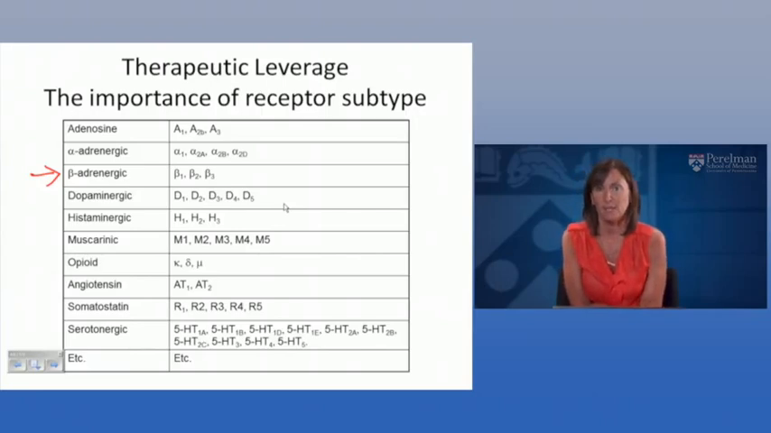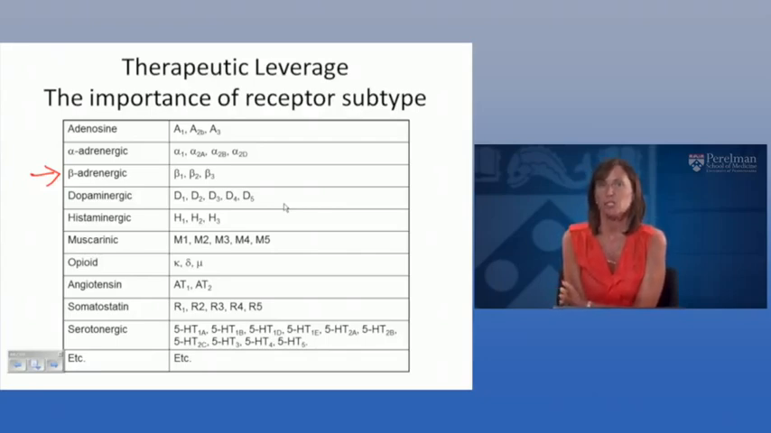Histamine, an example that I've shown you previously. 3 different subtypes of histamine receptors, H1, H2, and H3. H1, we know, is very important in mediating the allergic response. H2 receptors are very important in terms of gastric acid production in the GI tract. And I could go on.